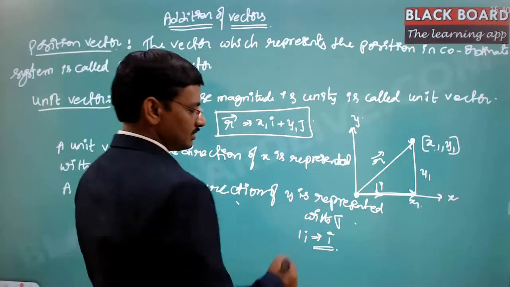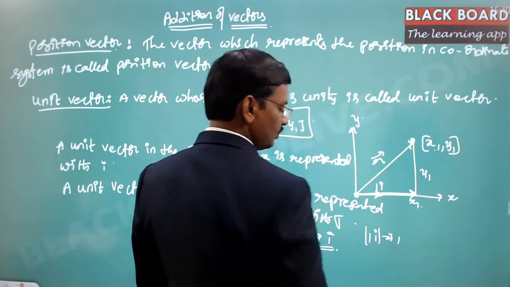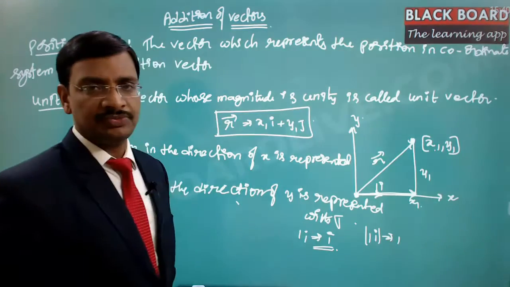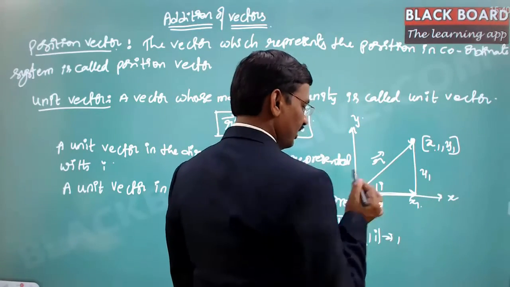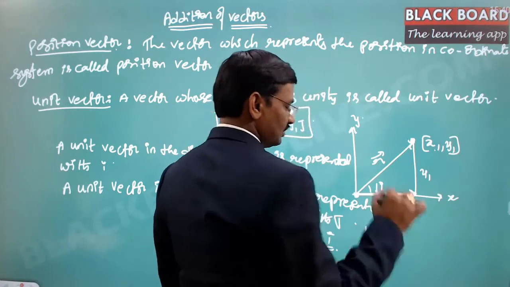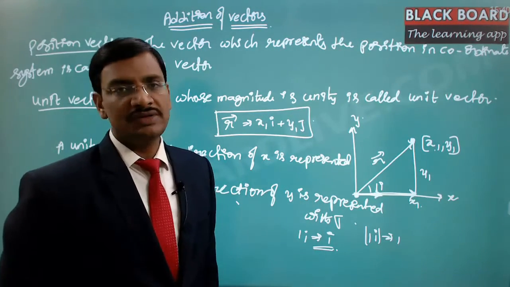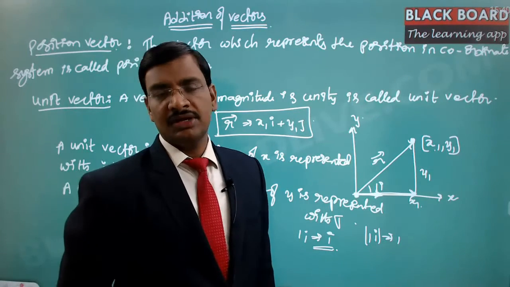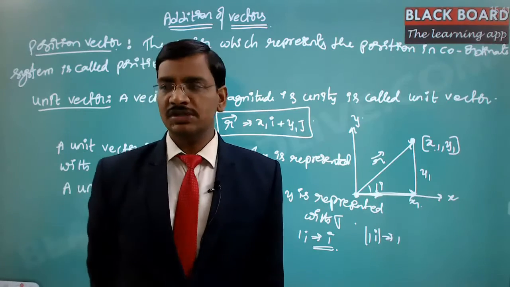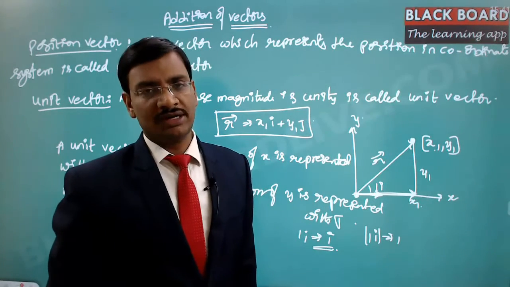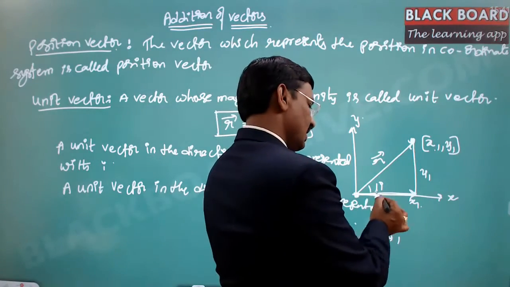Now the modulus of this is going to be 1. Modulus is nothing but the magnitude. This is the length representing a magnitude of 1 in the direction of x, which is usually represented with i. So i is the unit vector which always talks about only the direction. When the magnitude doesn't matter, at that time we will be using the direction-only vector, that is nothing but the unit vector. So here our concern is only the direction.